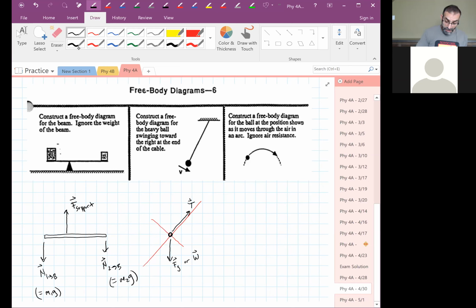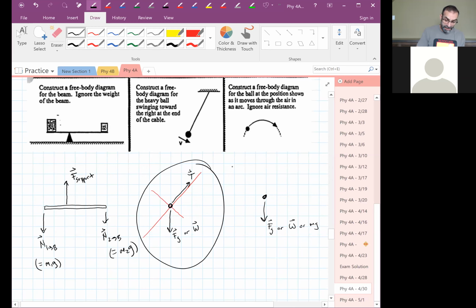Okay, we just did this one, right? I don't care how you want to call it, but the force of gravity is the only thing acting on it. If you call it mg or w or F sub g, any of those are fine. Okay, we're good here. We're going to do stuff like this. We'll do something like this soon enough here.